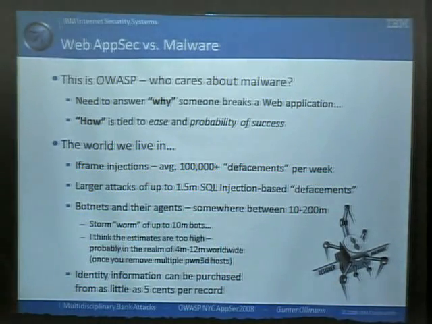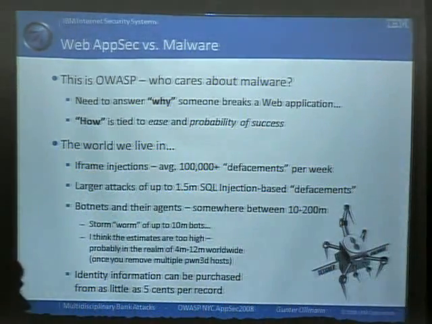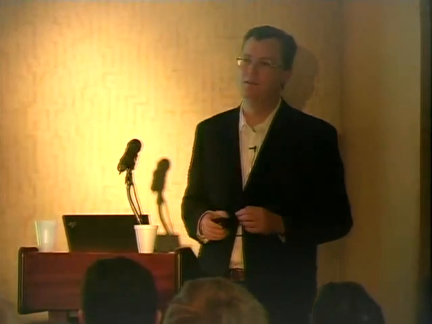Okay. Another key thing to bear in mind is that today your basic identity information, your credit card information and your address, currently goes for around 5 cents if you buy in batches of about 10,000.